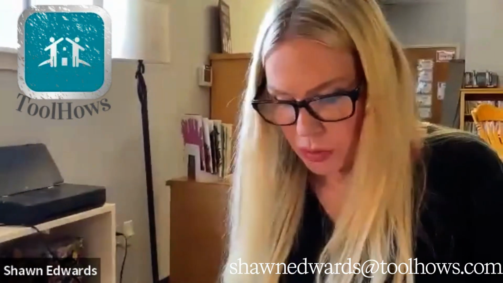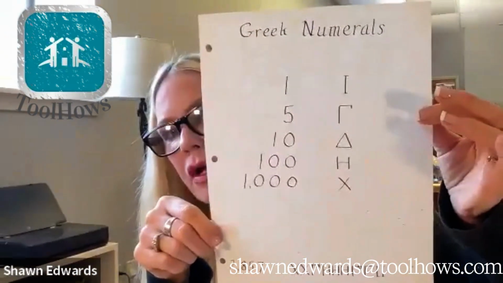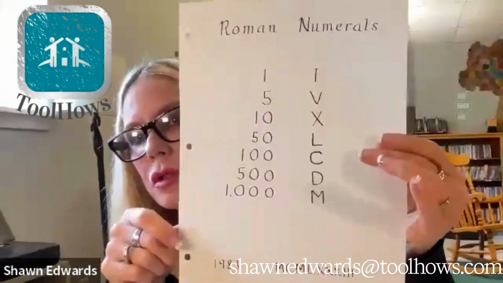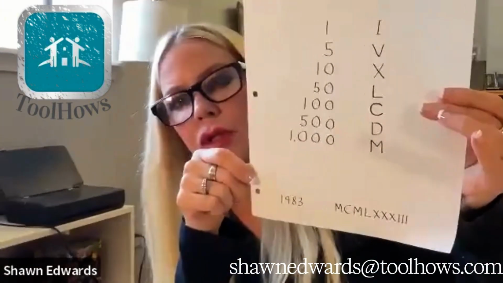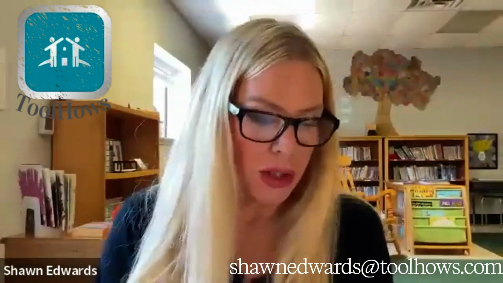And then we have our Greek numerals: 1, 5, 10, 100, and 1,000. And then we have our Roman numerals. The Roman numerals are important because you will be using these for addition and subtraction. And as you study ancient civilization, you'll be doing more work with Roman numerals. It's good mental math for the children too. Okay, so you'll want to have the Babylonian, the Egyptian, the Greek, and the Roman charts. And here is the story.